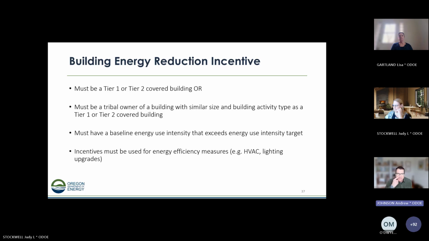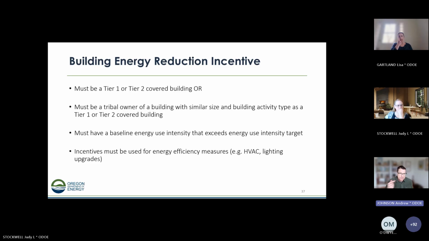So moving on to the next incentive program, the Building Energy Reduction Incentive Program. This is similar in terms of the eligibility and requirements, with a few differences. The building must be a tier 1 or tier 2 covered building, or must be a tribal owner of a building with similar size and building activity type as a tier 1 or tier 2 covered building. So ECAP, tier 1 and tier 2 buildings only. The BERRY program, tier 1 and tier 2 buildings, and tribal buildings as well are eligible.